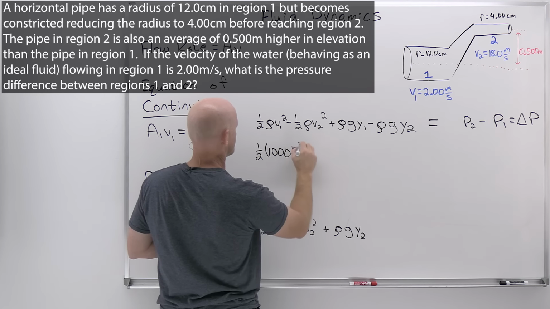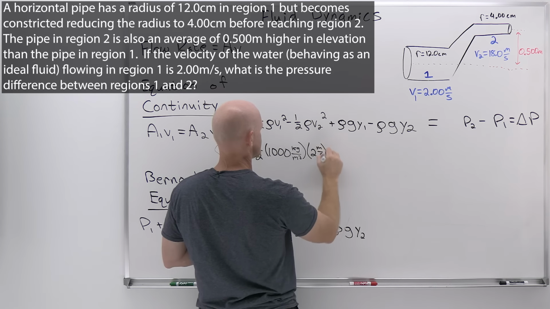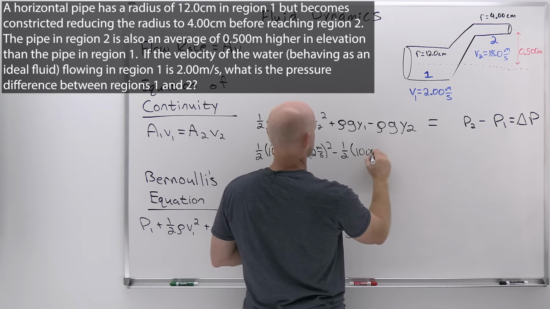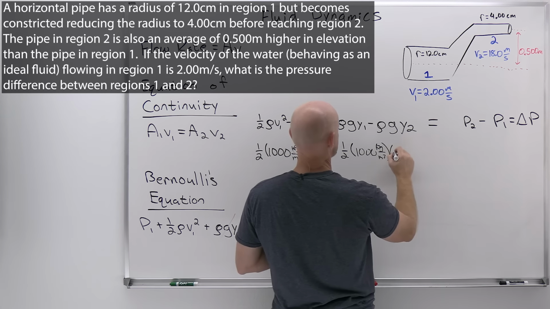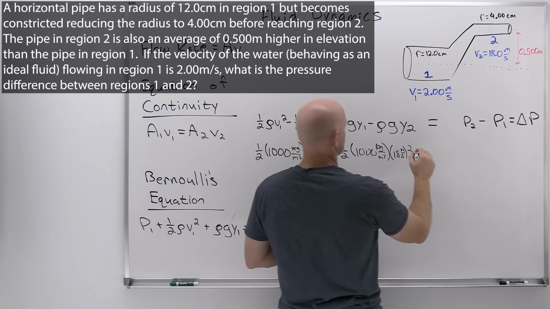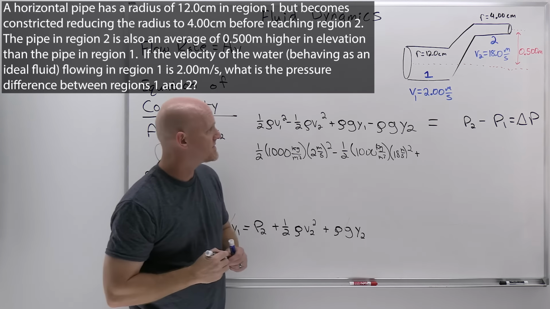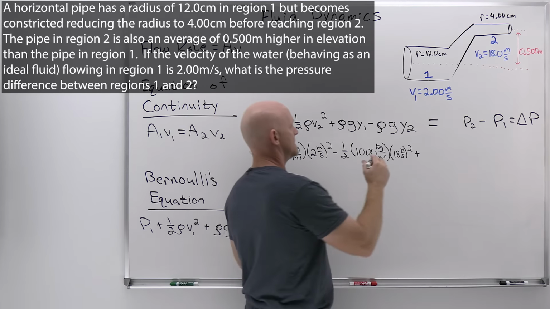All right, so now we can start plugging and chugging, and we're going to have 1/2 times 1,000 kilograms per meter cubed. V1 again was 2 meters per second. Don't forget to square that. Minus 1/2 density of water, again 1,000 kilograms per meter cubed, times 18 meters per second. Don't forget to square that. And then this last part here, we can probably combine some terms and just do rho times g times y1 minus y2. Easier way to look at this.